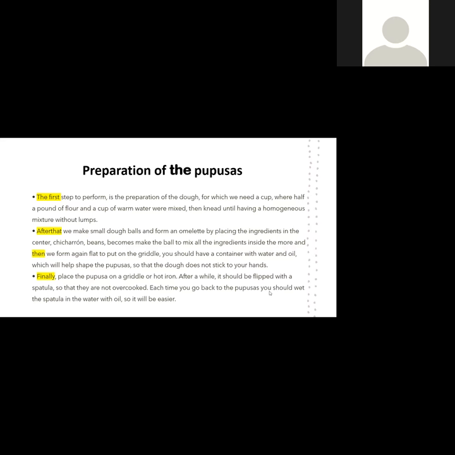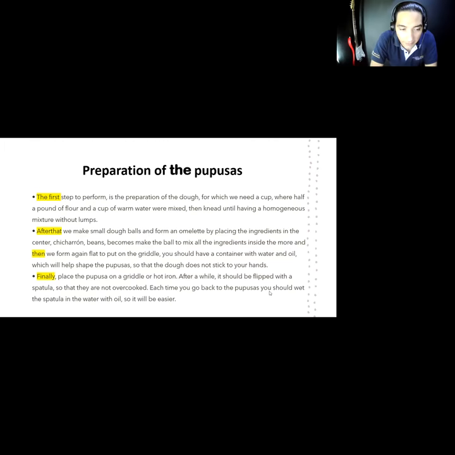Finally, place the pupusas on a griddle or hot iron. After a while, they should be flipped with a spatula so that they are not overcooked. Each time you flip the pupusa, you should dip the spatula in the water with oil so it will be easier.